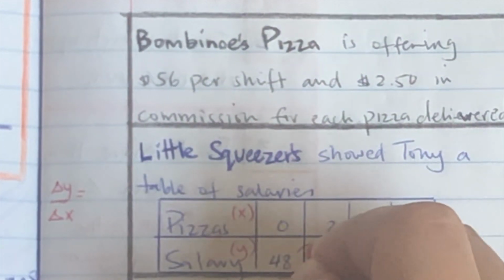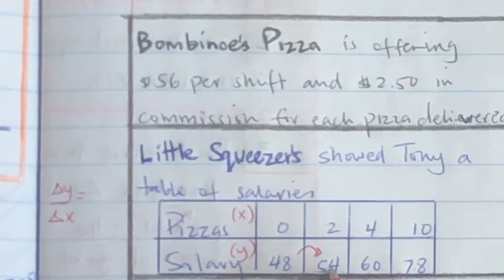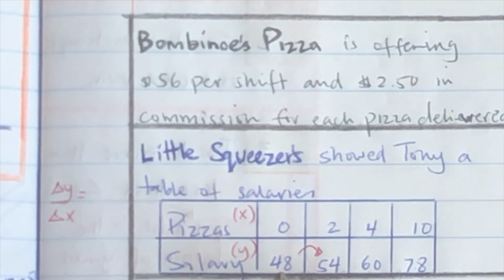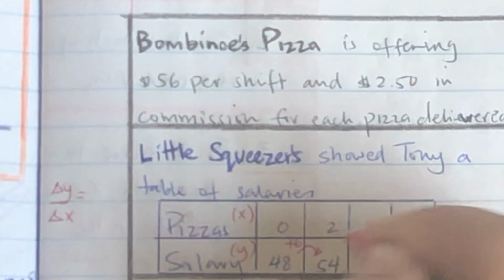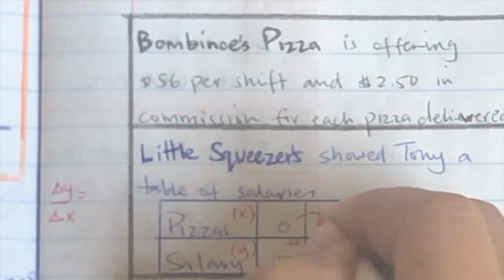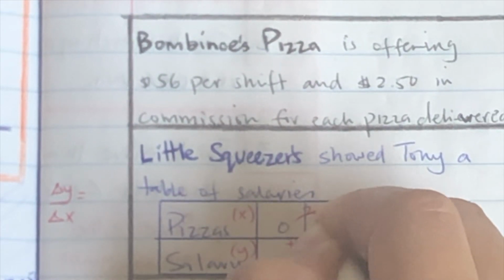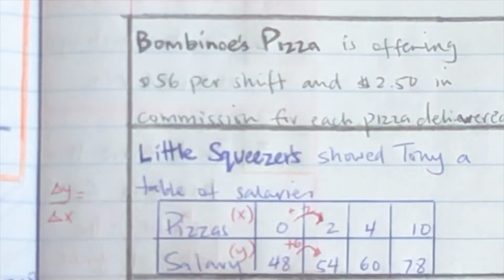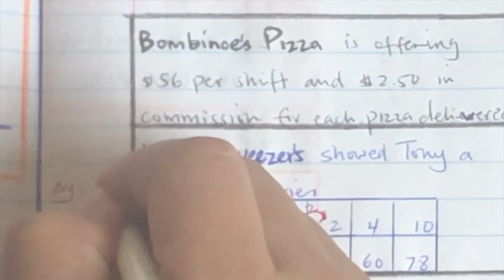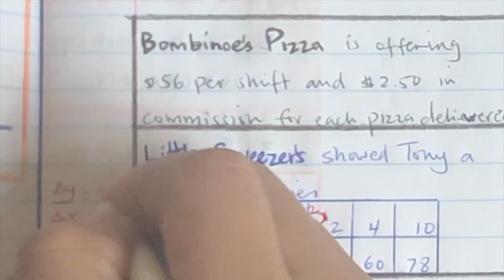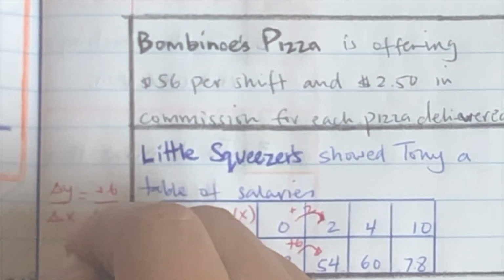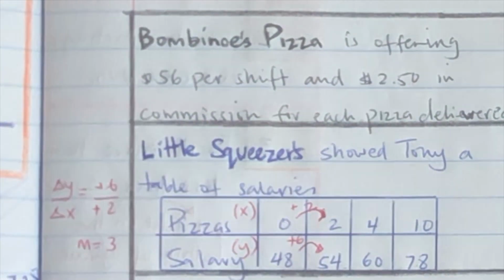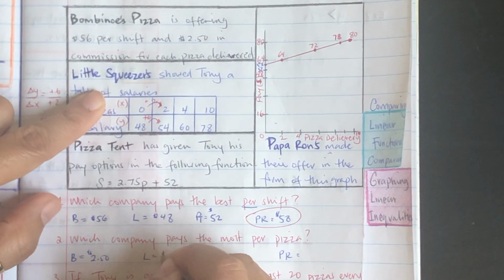So how do I go from 48 to 54? If you just do 54 minus 48, you're going to get 6, and then it's increasing, so positive 6. From 0 to 2 is going to be positive 2. So that's going to be positive 6 over positive 2. Positive divided by positive is positive. 6 divided by 2 is 3. So that one is $3. So Lil Squeezy's is $3.